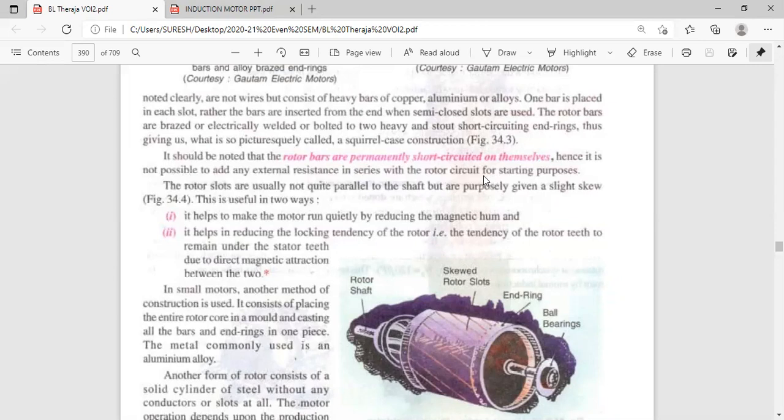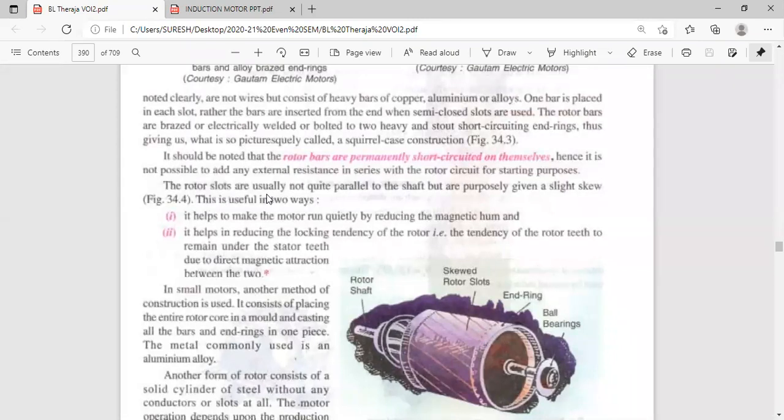While starting an induction motor, we cannot increase or decrease the speed because the rotor bars are permanent. They are rotating at constant speed only. Rotor bars are permanently short circuited on themselves. Hence, it is not possible to add external resistance in the squirrel cage rotor.